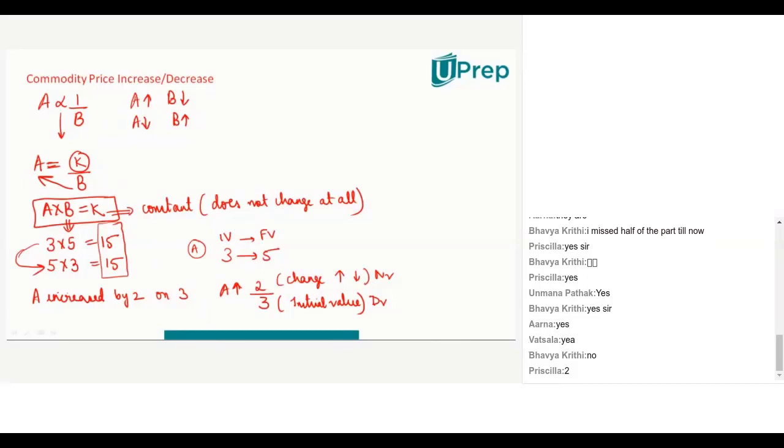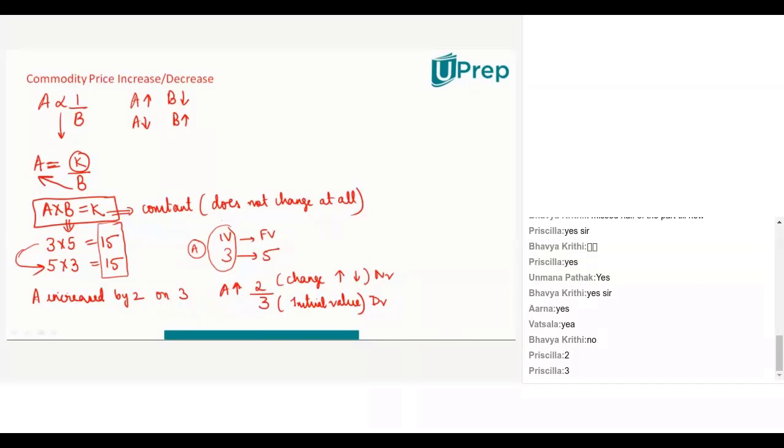Now, it increased by 2 on what to get 5? A increased by 2. But on what number did it increase by 2 to go to 5? It increased by 3, right? And 3 was the initial value. Look at this. Initial value is 3. Initial value is the base. All of you agree? And the base always comes in the denominator. Is that clear? The initial value, whatever is primary, is the base value. Remember that the base value always comes in the denominator.